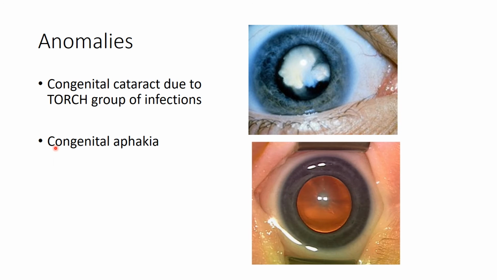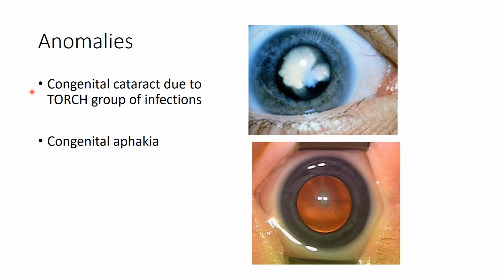Now let us study the congenital anomalies related to the development of the lens. You know that by the age of 50 or 60 years, people get what is called opacity of the lens. We call it cataract. If a newborn child has opacity of the lens, we call it congenital cataract.